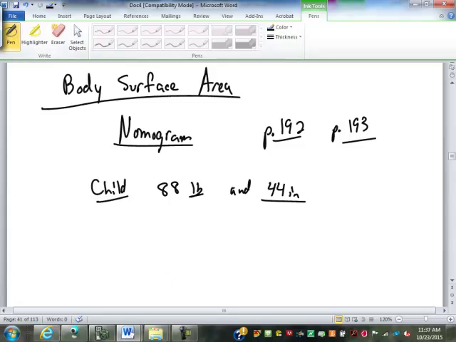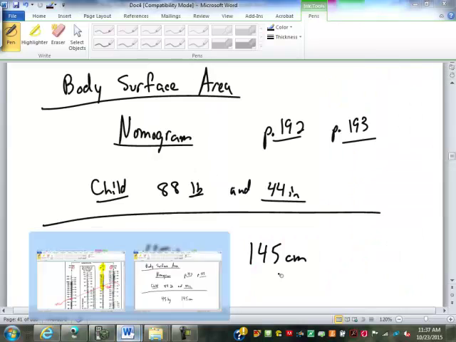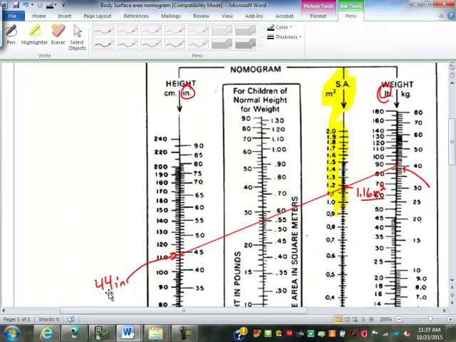Let's say we have another patient. This patient is, let's say, 45 kilograms and 145 centimeters tall. So 45 and 145. So back to here. We have to find both of those. So 45 kilograms is going to be right here. 145 centimeters is somewhere in here.